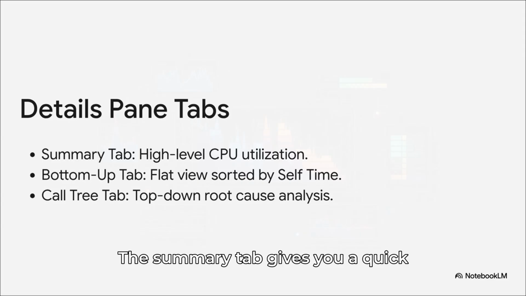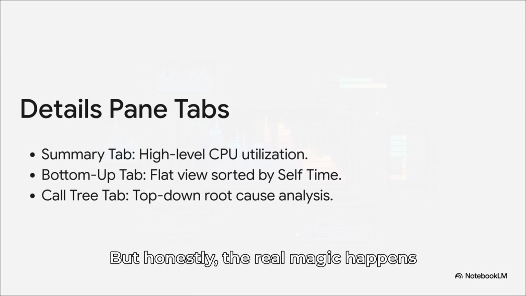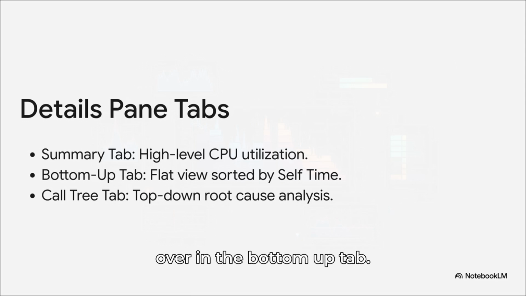The Summary tab gives you a quick, high-level breakdown of where the CPU spent its time: scripting, rendering, or painting. But honestly, the real magic happens over in the Bottom-Up tab. This tab takes all the activities and flattens them into a list. Here is the pro move. If you click that self-time column to sort it from highest to lowest, the exact piece of code causing your massive spike will literally float right to the top. It strips away all those managers and shows you exactly who is hogging the CPU.